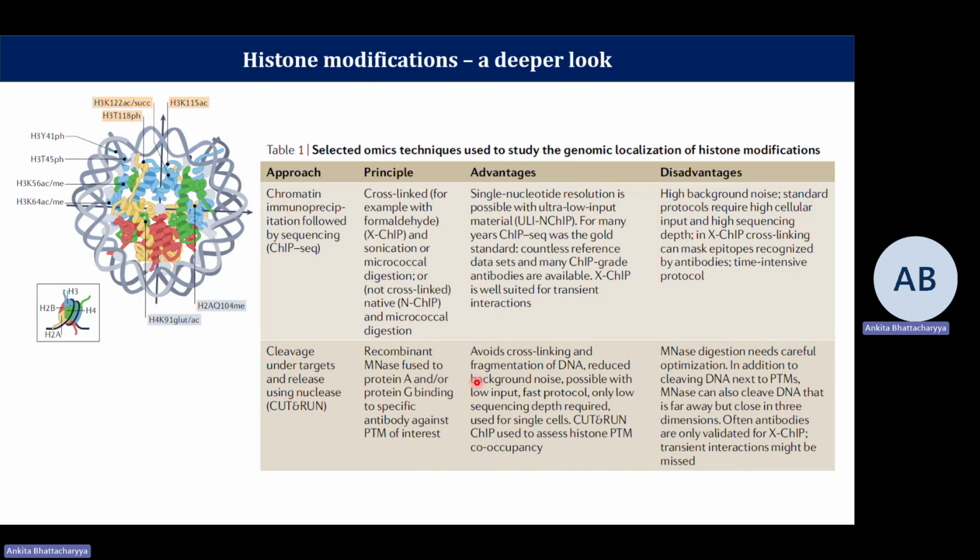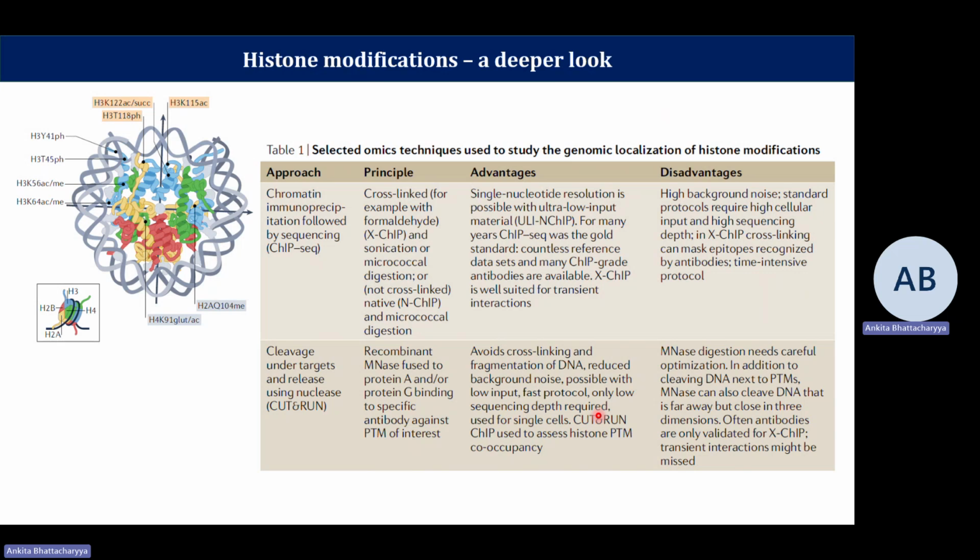It bypasses DNA cross-linking and DNA fragmentation. It reduces background noise. It's possible with very low input. It's a much faster technique. Only low sequencing depth is required, and it is very useful when you're doing single cell analysis. CUT&RUN is often used to assess histone post-translational modification co-occupancy.